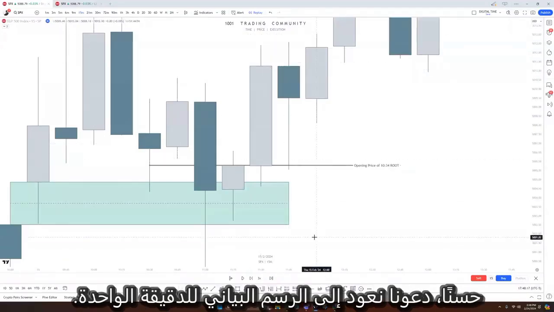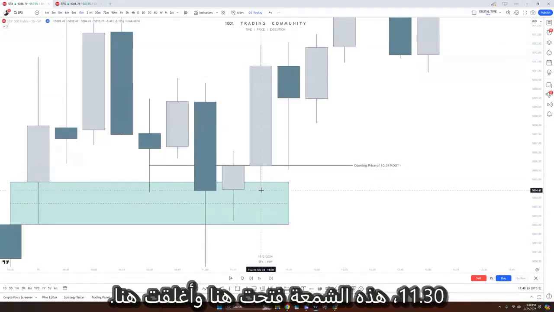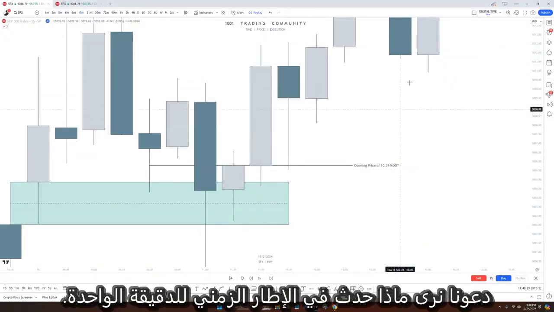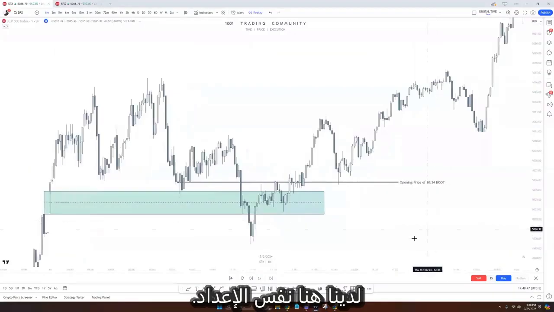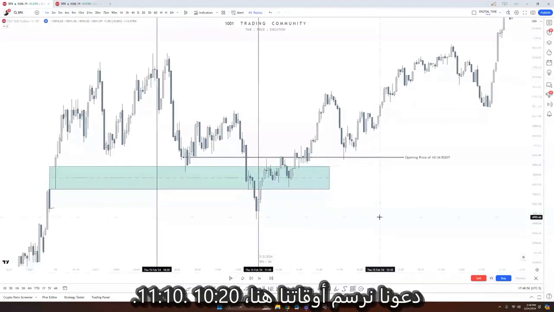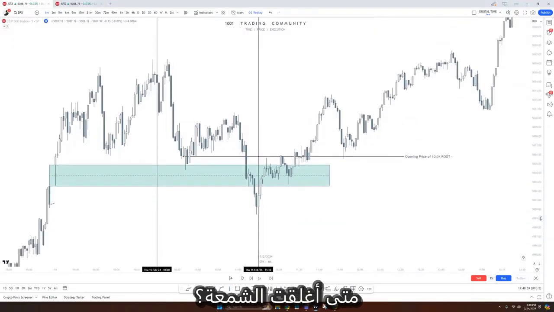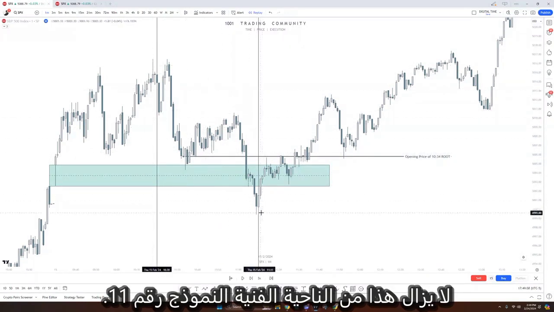So let's go back to the 1-minute chart. Understand the times. 11:15, this candle opened right here and closed over here. 11:30, this candle opened here and closed up here. So let's see what happened on the 1-minute time frame. Here we have that same setup. Let's draw our times here. 10:20 to 11:10. What time did the candle close? 11:30. Up here. But we're still observing this root candle here.